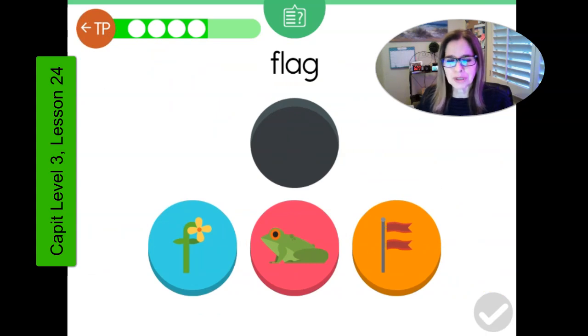And now we have some words we need to read and match the picture. I see one vowel, so I know it's only going to be a one-syllable word, so I'm just going to pull it all the way through. Flag, and the word is flag. This is a flower. I almost chose flower, but that's not the word. The word is flag.